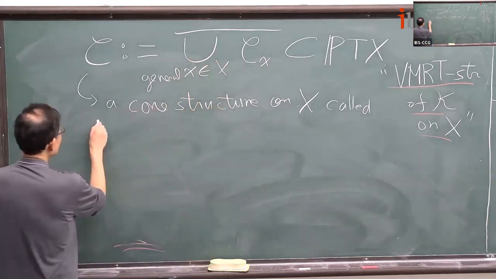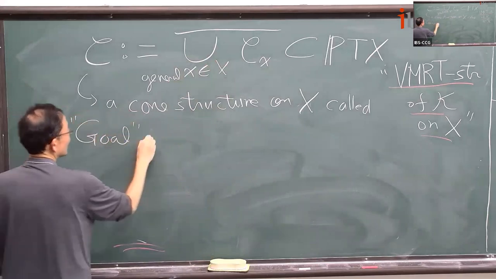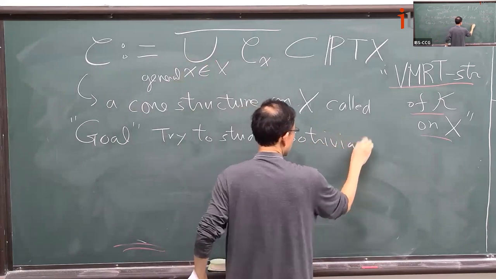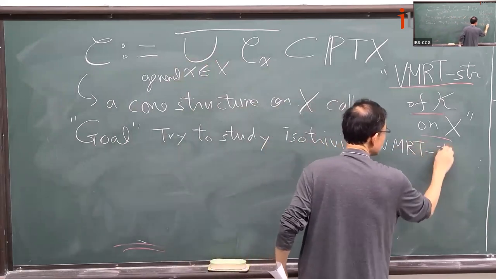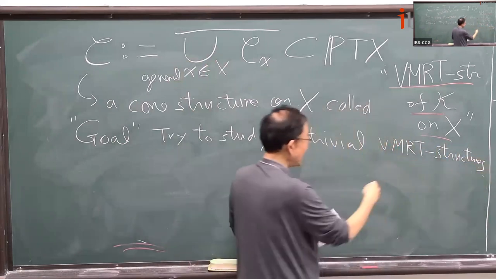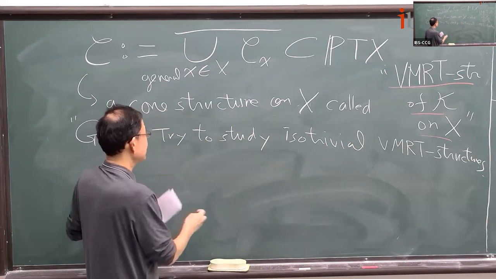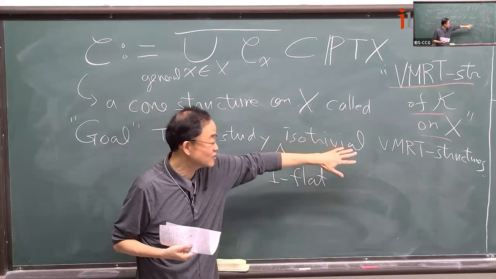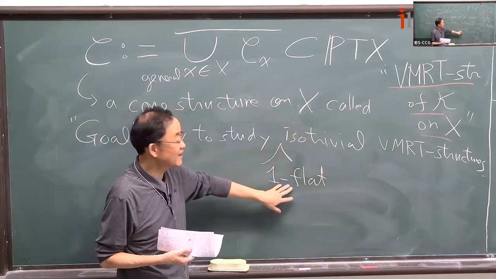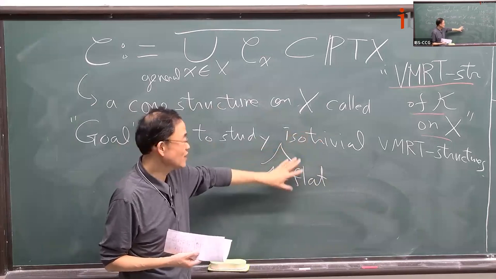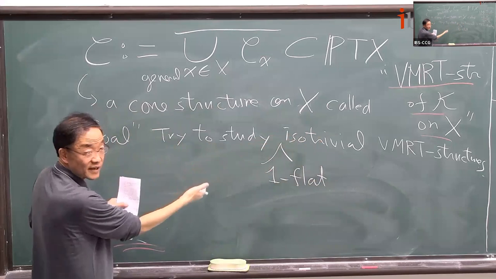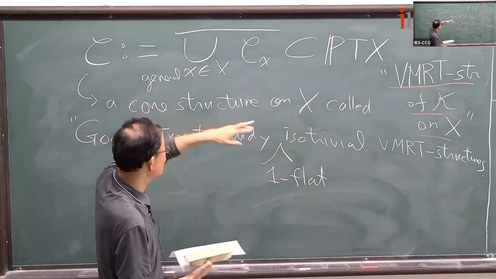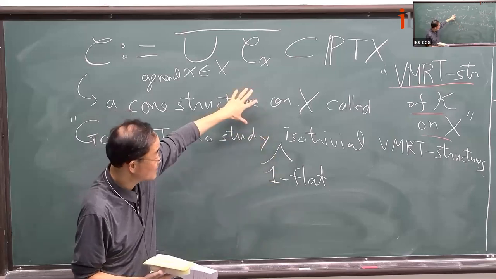And the big goal is to study isotrivial VMRT structures. Among VMRT structures, some of them are not isotrivial. But we want to understand at least isotrivial VMRT structures, and especially one-flat VMRT structures, because isotrivial VMRT structures are already very difficult to understand. But maybe one-flat is slightly, maybe much easier. So we are interested in whether we can understand these objects. And why is this an interesting problem? Well, I will now give a number of examples which show the subtle difference between these notions in the case of VMRT structures.